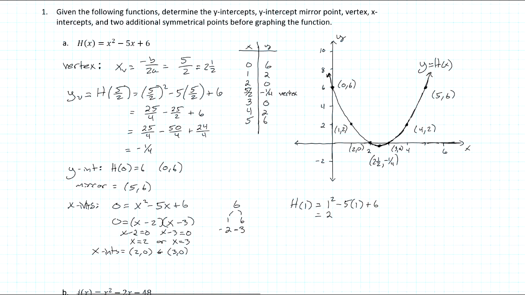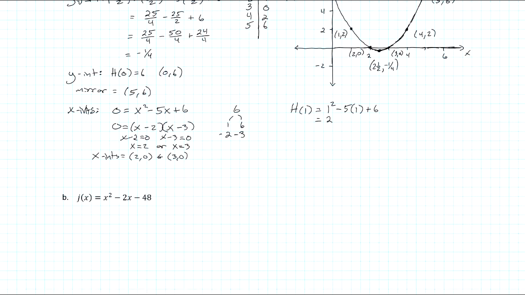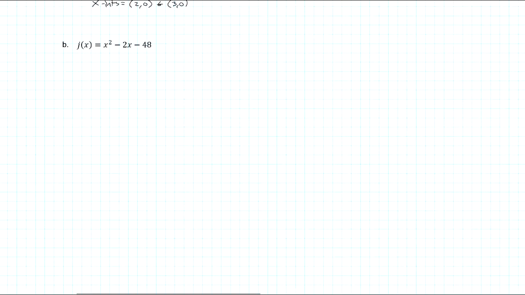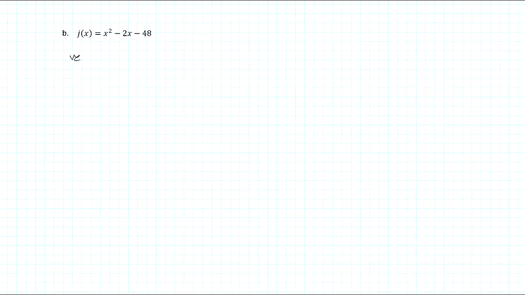All right, let's do another one. The next problem is j of x equals x squared minus 2x minus 48. We'll go ahead and start with the vertex again. The x value of the vertex is going to be negative b over 2a, 2 over 2 times 1, which is 1. That's a nice whole number here. The y value of the vertex is going to be j of 1 equals 1 squared minus 2 times 1 minus 48. So this is going to be -49 when we add all of those up.